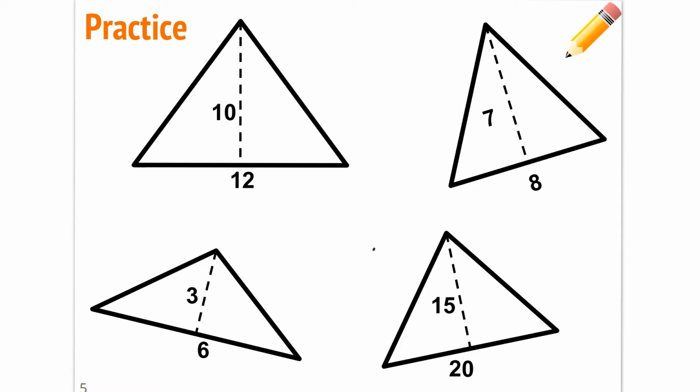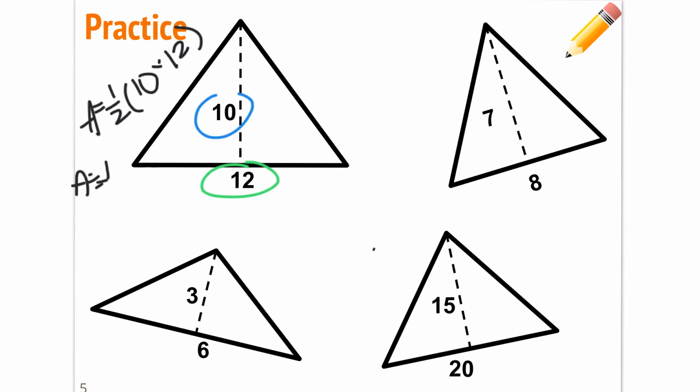Okay, welcome back. In case you were wondering, I'll go ahead and do a couple of these for you. Again, the base in this case is 12. The height is 10. So for this first one, the area is equal to 1/2 of 10 times 12. 10 times 12 is 120, so A equals 1/2 of 120, or A equals 60. I think most of you are pretty comfortable with this, so I'm just going to go ahead and move on. But if you have any questions, please let me know.